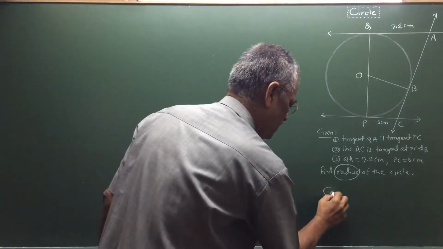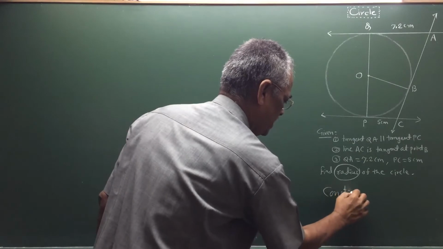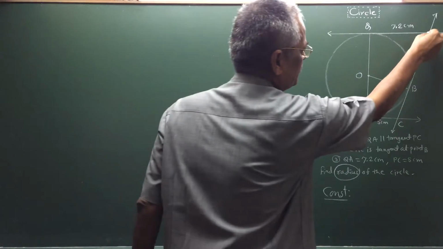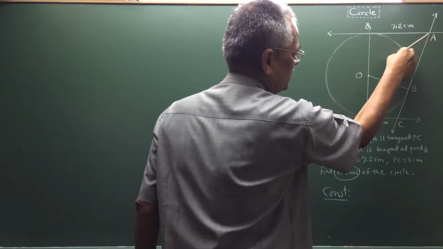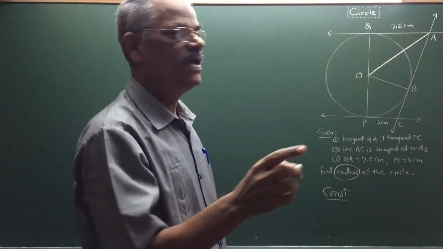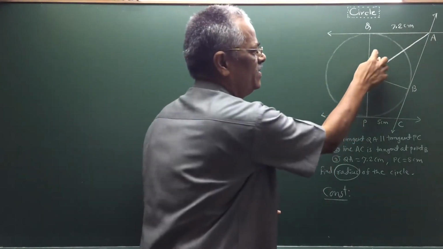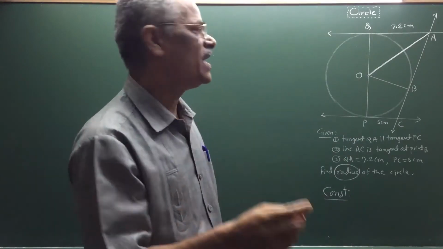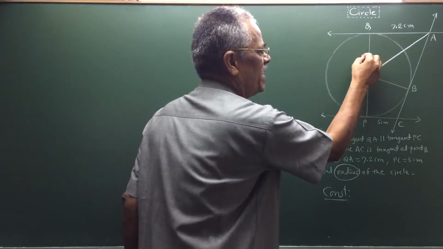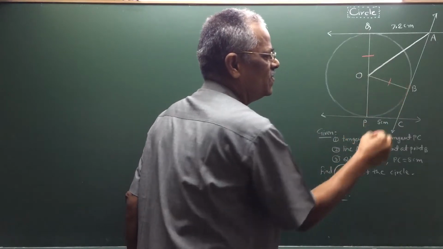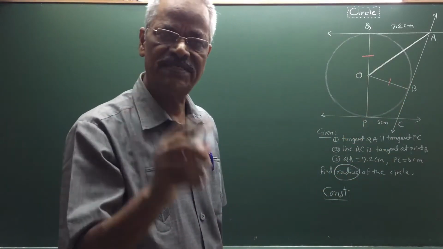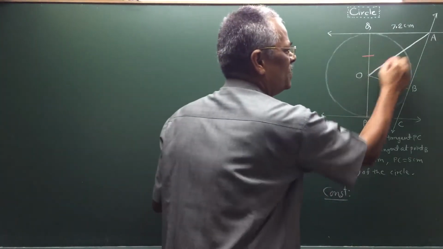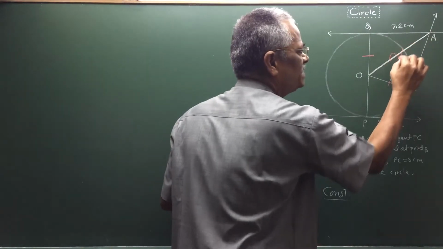So for this, you can start with construction. Join OA, and after joining OA, you are getting two triangles there. What about the two triangles? OA is a radius, OB is a radius of the same circle. So in the two triangles, you are getting OA as a common side.